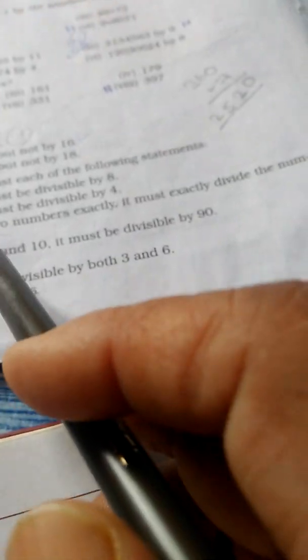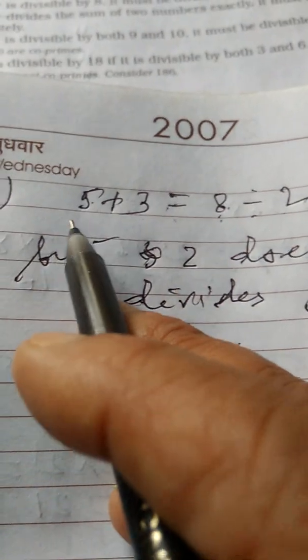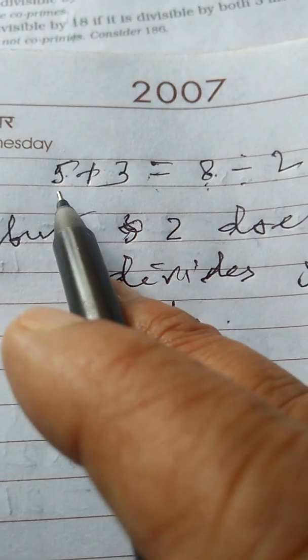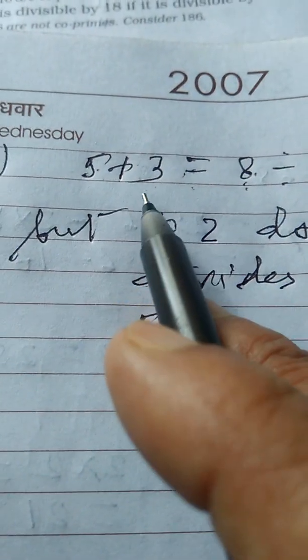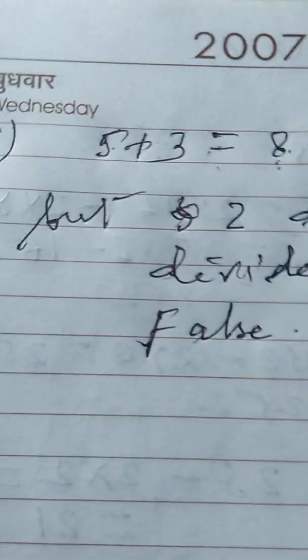Okay. Now another question, number 17, I am giving you. You have to write whether true or false. In question number 17, part 3: if a number divides the sum of two numbers exactly, it must exactly divide the numbers separately. You have to mention whether this statement is false or true. This statement is false, because suppose 5 plus 3 is 8. 8 is divisible by 2, but 2 cannot divide 5 separately and 2 cannot divide 3. So the statement is false.